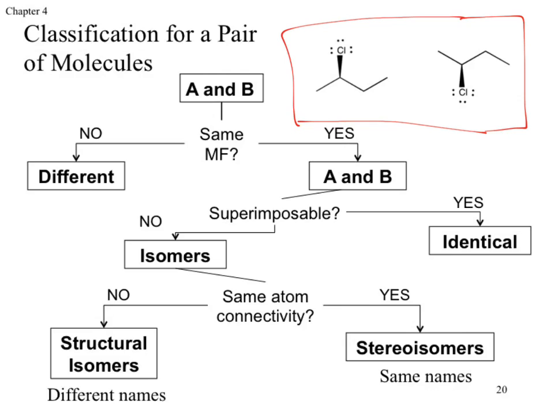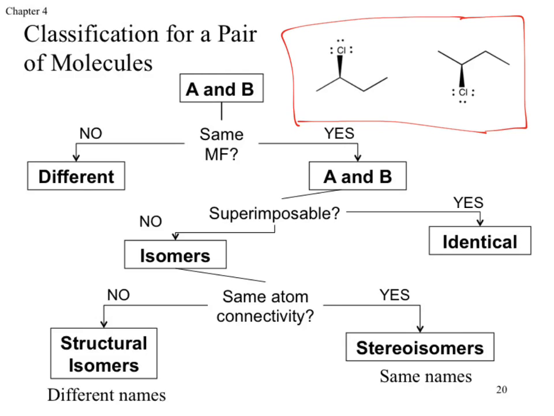If we flip that structure over with the chlorine wedged, it's going to be dashed. It's going to be aimed the other direction. So while the carbon backbone may now overlap, the chlorine does not. So they're non-superimposable. Okay? That puts you now in this category of isomers. And we run into the question of, do they have the same atom connectivity? Okay? Yeah. That drops us into stereoisomers.